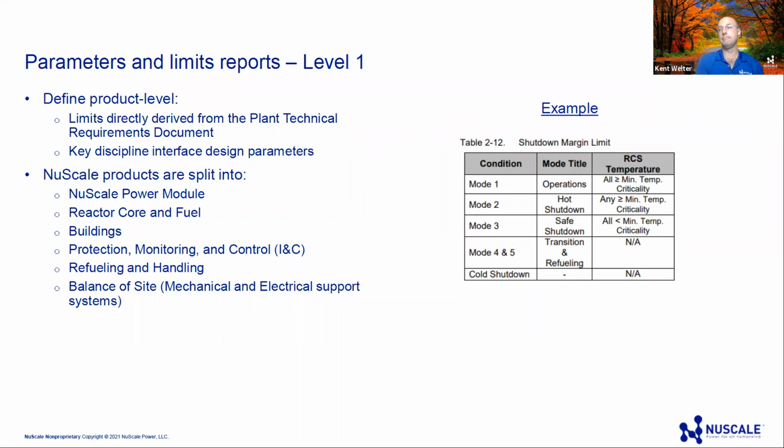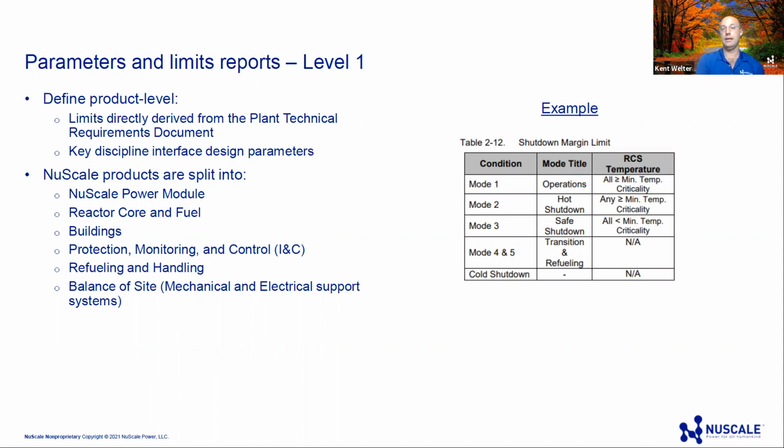So we split these at the next level down, and we identify these key parameters and limits that drive the design process or constrain the design process within these product areas. Example here is table 2.1.2 from the reactor core and fuel parameters and limits reports. Talks about the different modes of operation, 1, 2, 3, 4, and 5, and cold shutdown. And we have limits for boron and RCS temperature for those various modes. I had to remove those there because they're proprietary. But essentially that establishes design constraints for that product area.